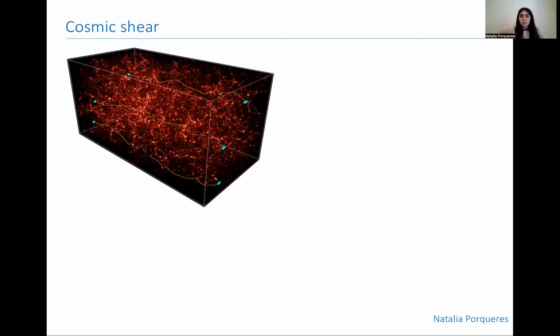So let me introduce first cosmic shear. When we observe the distant galaxies, we don't see them as they really are. We see them slightly distorted, because when the light from the galaxies travels to the Earth, it's deflected and bent by the gravitational potential of these large-scale structures. So we don't see the galaxies with the shape they really have. We see them slightly distorted.